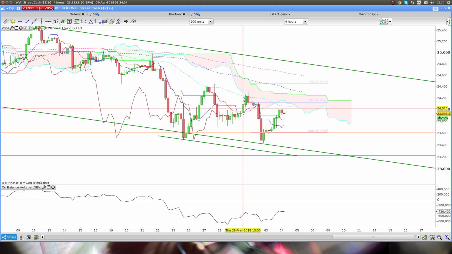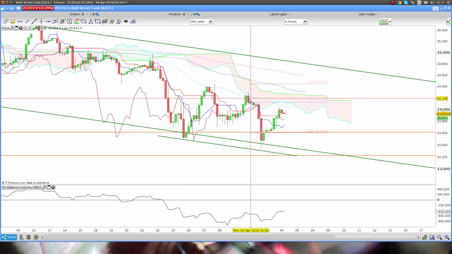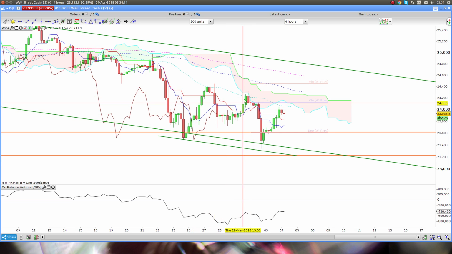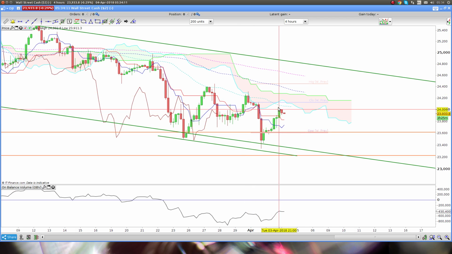And again, you can see how the cloud offered resistance there. So we came up, the 15 moving average offered resistance. We tried again, the cloud offered resistance, came off, back up to the 50 again, holding up price. But I think the interesting thing is to see what's going to happen later on.